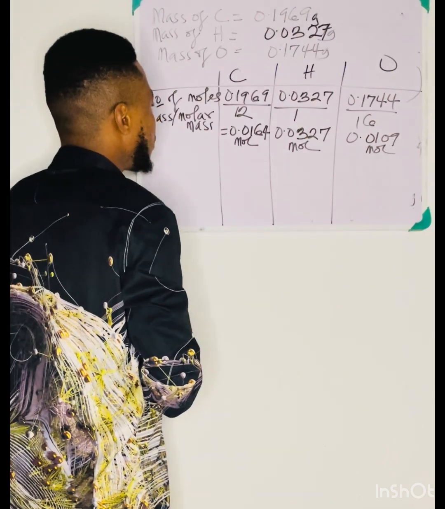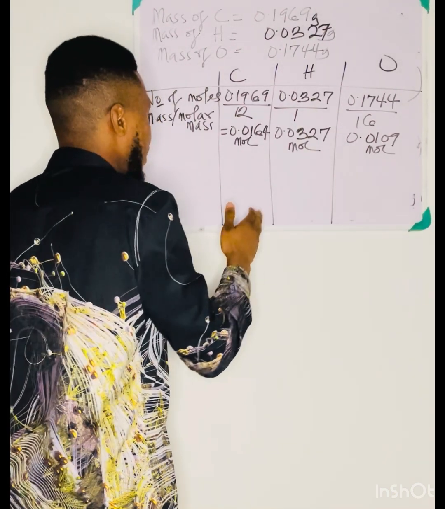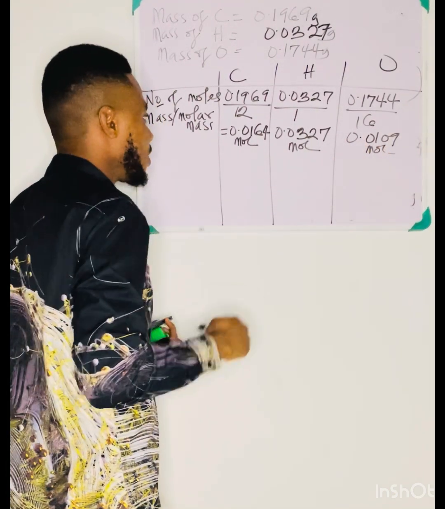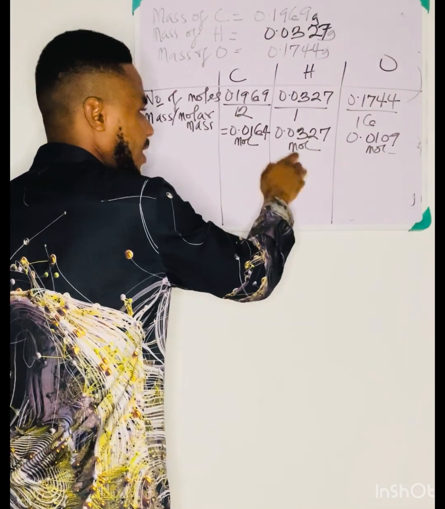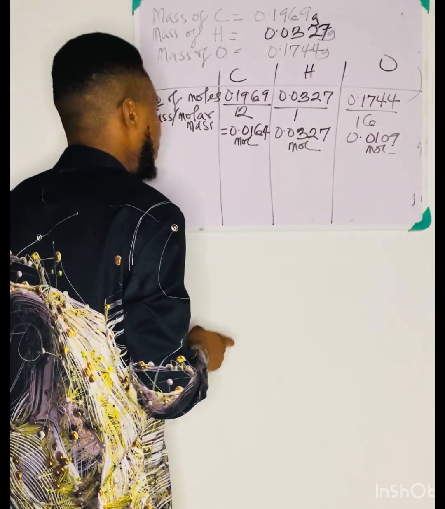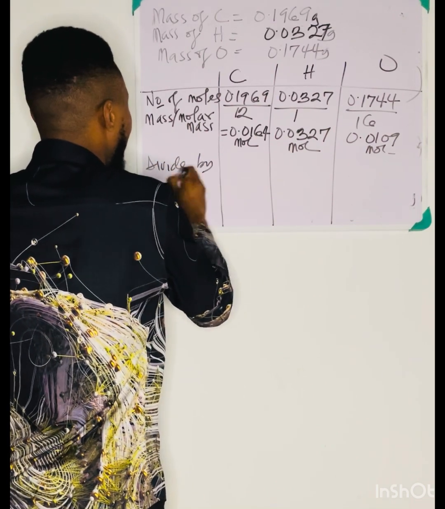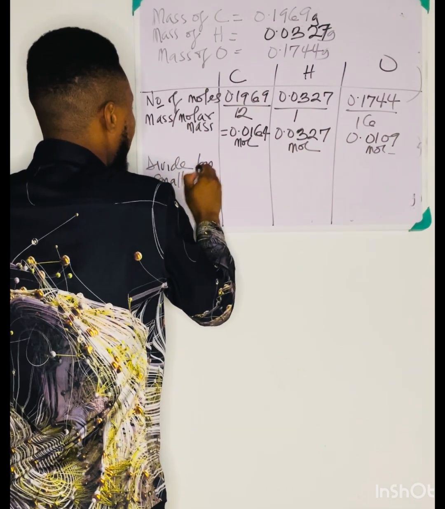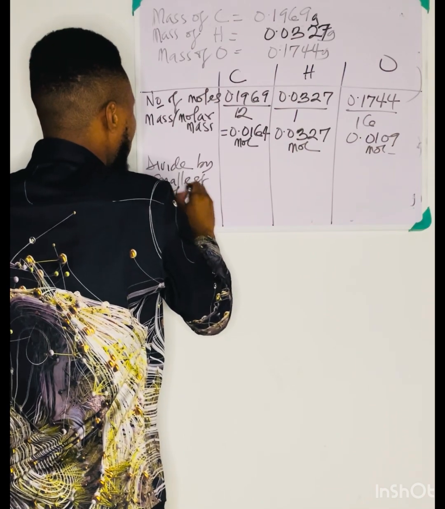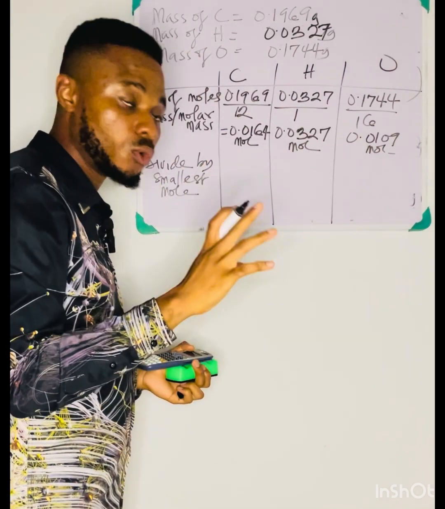Now, the next thing is to divide everything by the smallest mole. If you look at all these values, realize that the smallest mole here is 0.0109. It is smaller than this and this, so we have to divide by 0.0109. Dividing by the smallest mole gives us the mole ratio.